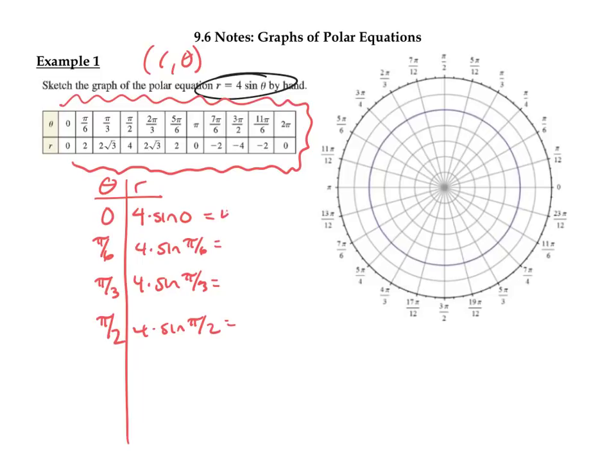The value at 0 radians is going to be 0. 4 times 0 is 0. The sine at pi over 6 is 1/2, so 4 times 1/2 is 2. The sine at pi over 3 is root 3 over 2, and 4 times root 3 over 2 is 2 root 3. And then 4 times the sine value at pi over 2. Well, the sine value at pi over 2 is 1, so 4 times 1 is 4.